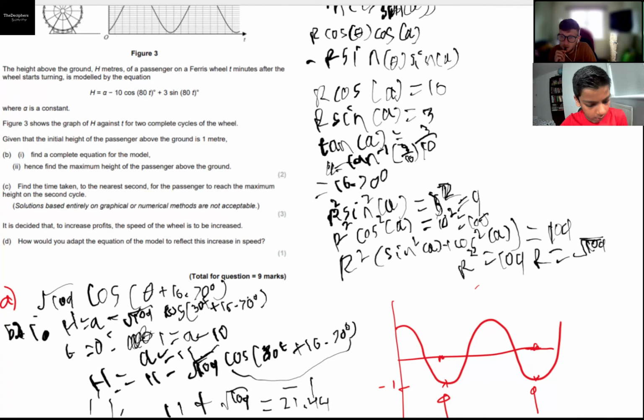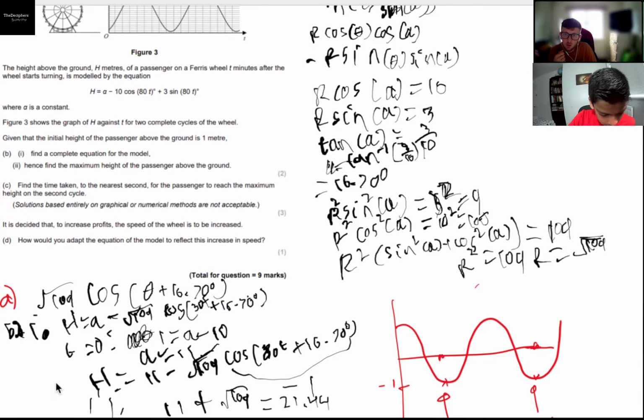Then the equation. If we increase the speed, what that does to the equation is that it decreases the constant in front of the t in the cos and sine thing. So instead of cos 80t, it would be cos of something lower. So. Oh, are you sure?